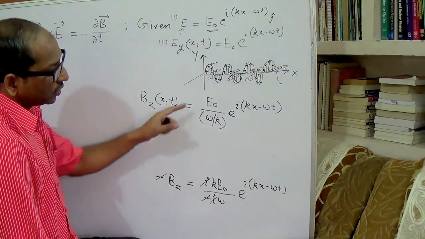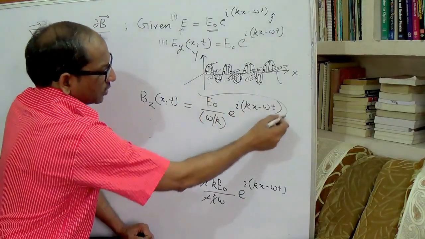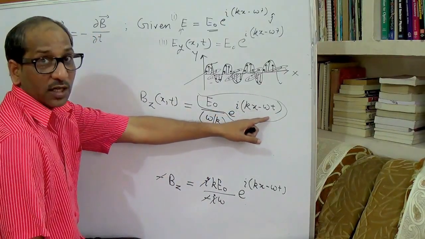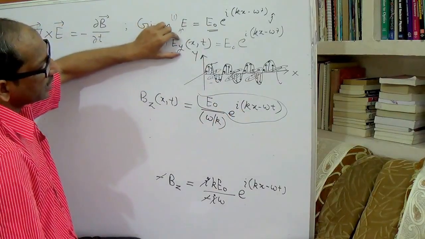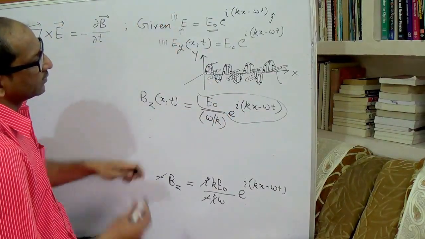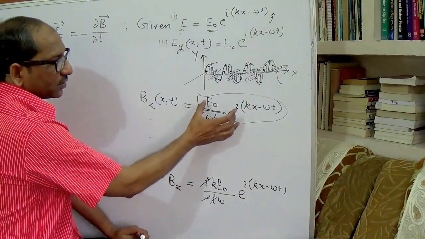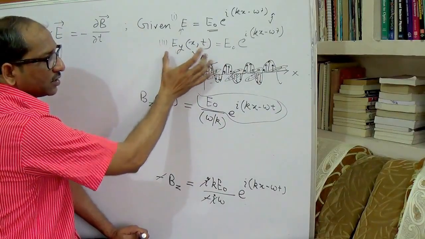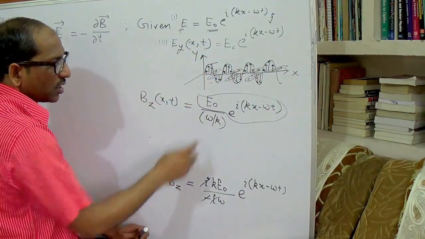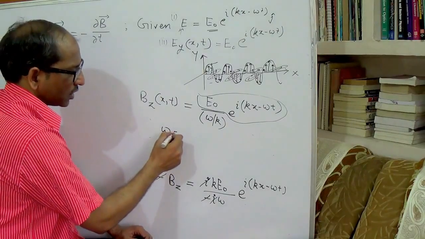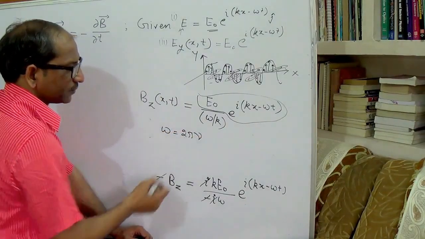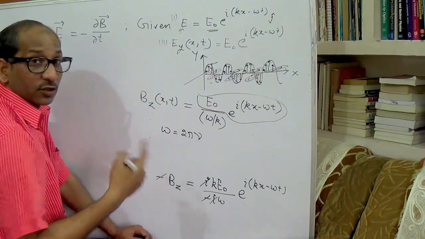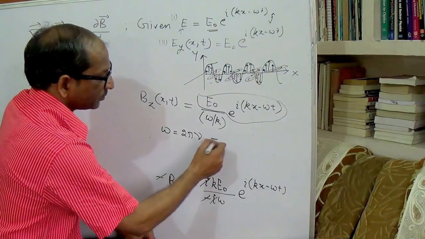Right, so now this E naught exponential term iota kx minus omega t is what? This is the electric field component, this is the Ey. So one can write in place of this E naught exponential term this Ey, that is the electric field component, and omega upon k. You know omega is equal to 2 pi nu, the angular frequency, and this is the frequency of the wave, where nu is equal to c upon lambda.